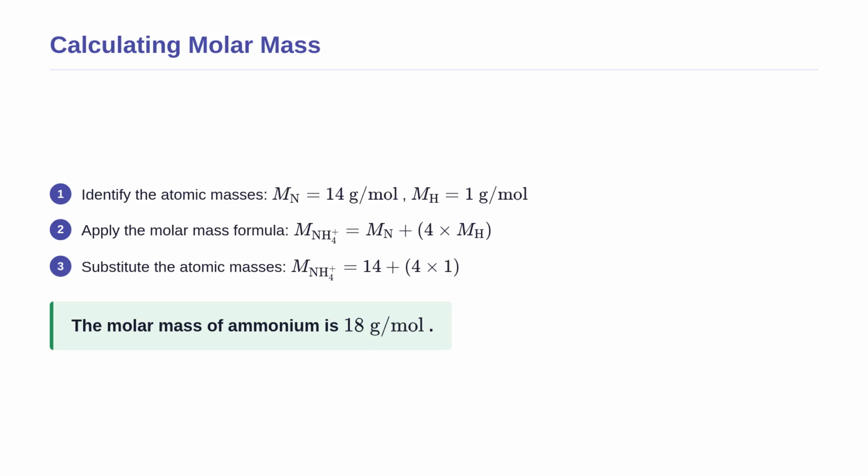Let us calculate this constant conversion factor so we can use it in clinical scenarios. We are given the standard atomic masses, 14 grams per mole for nitrogen and 1 gram per mole for hydrogen. We use the molar mass formula to combine these individual weights. Substituting the values, we add 14 to the product of 4 times 1. The final answer is exactly 18 grams per mole.